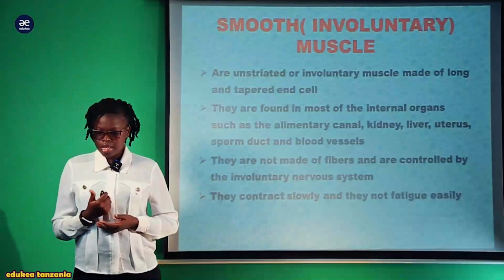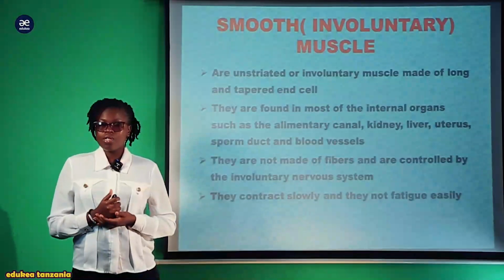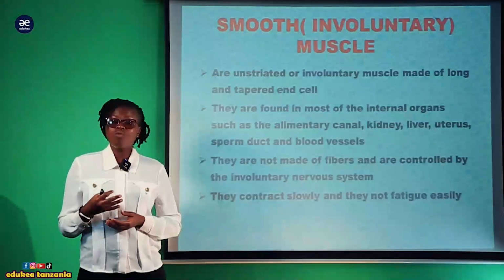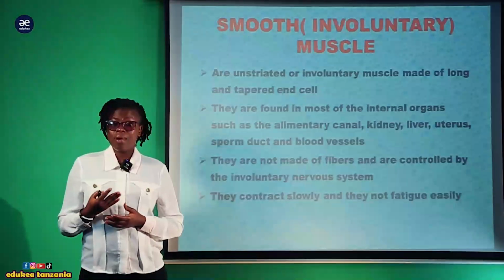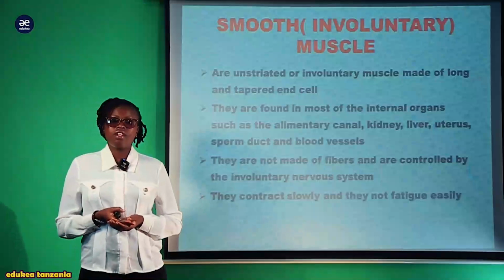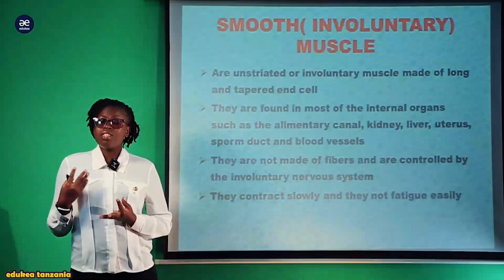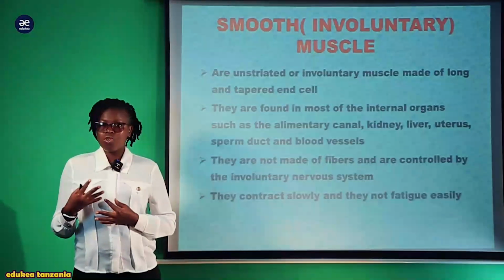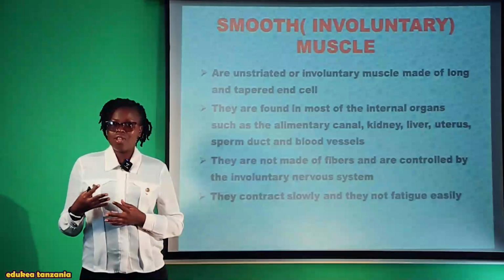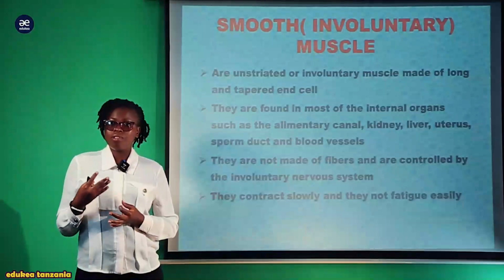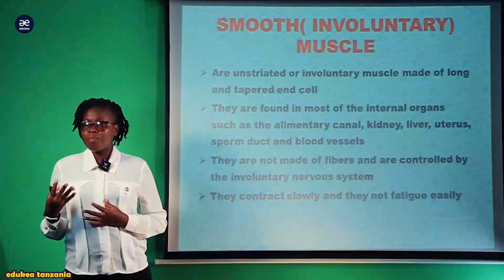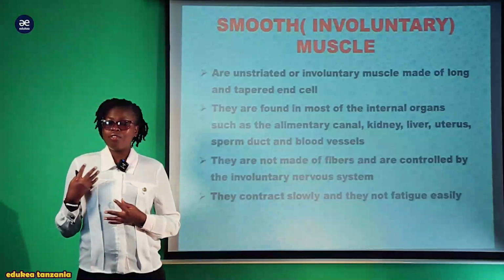The second type of muscle is smooth muscle, or involuntary muscle. Why do they call them involuntary? These are the muscles which are involved in the reflex actions. They tend to perform their function without being controlled by the central nervous system or by the impulses from the central nervous system. So in order to perform their function, they tend to occur involuntarily.